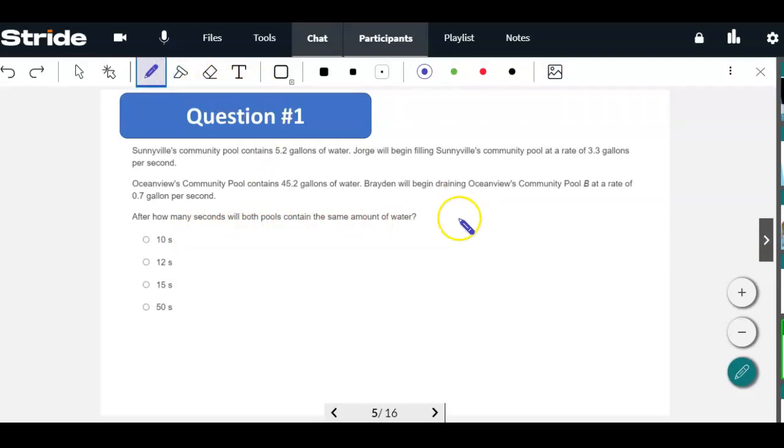All right, so you've got a variable, could be X, it doesn't matter. So this one already contains 5.2 gallons, and it's filling, so you're adding water to it at a rate of 3.3 gallons per second. So let's just use X. And then pool B has 45.2 gallons, and you're draining it or taking it out at a rate of 0.7. So you got to put that minus. So those need to be equal.